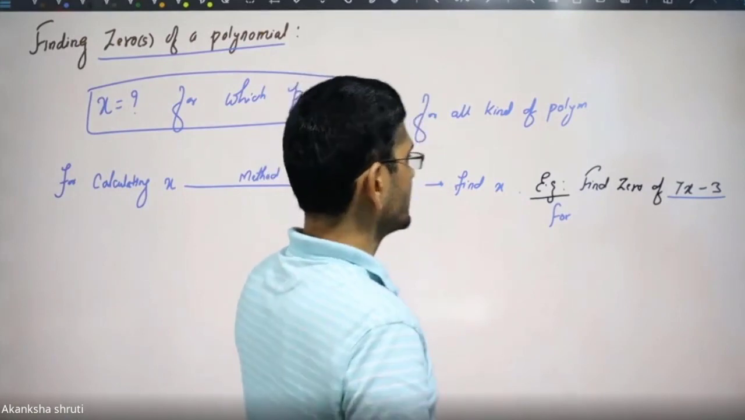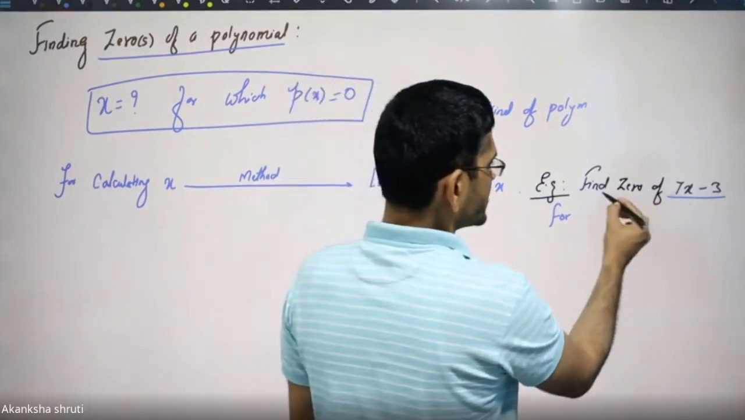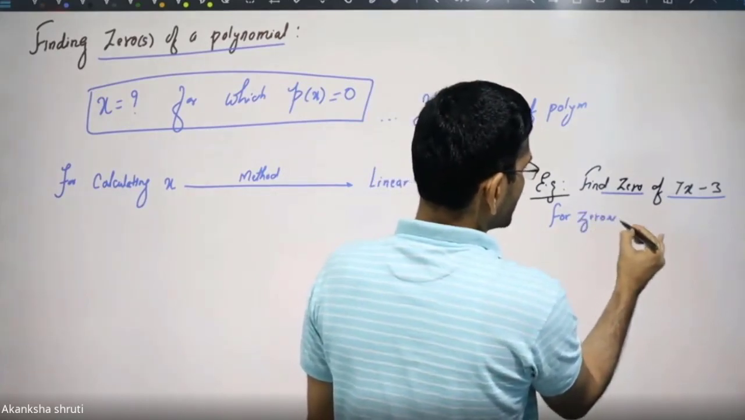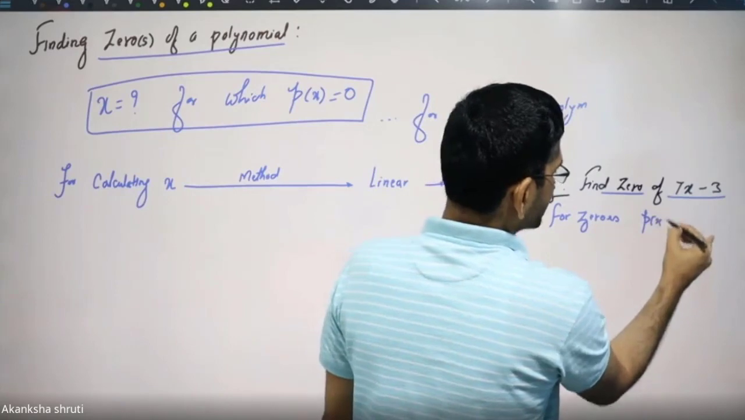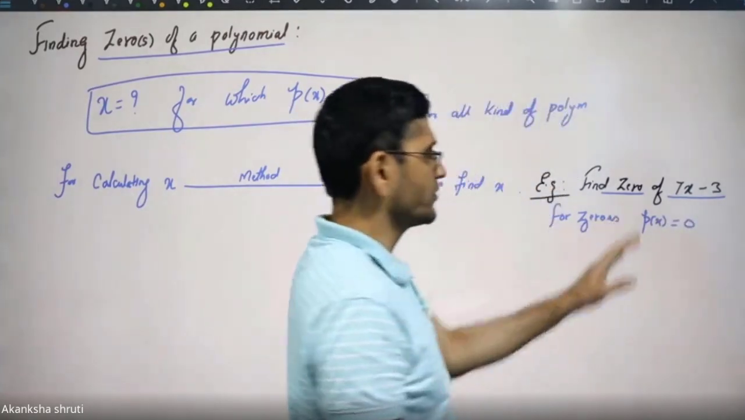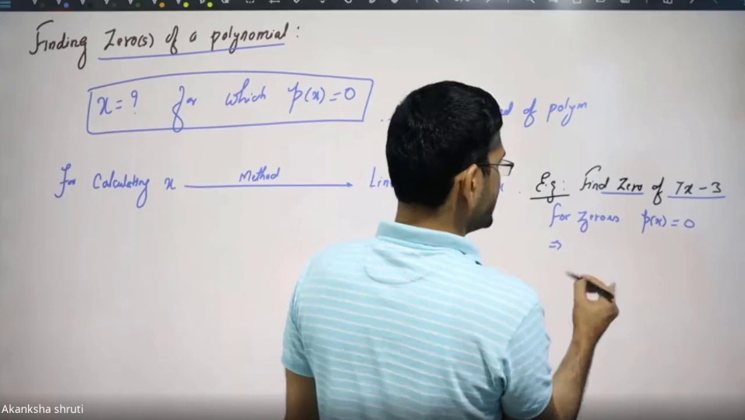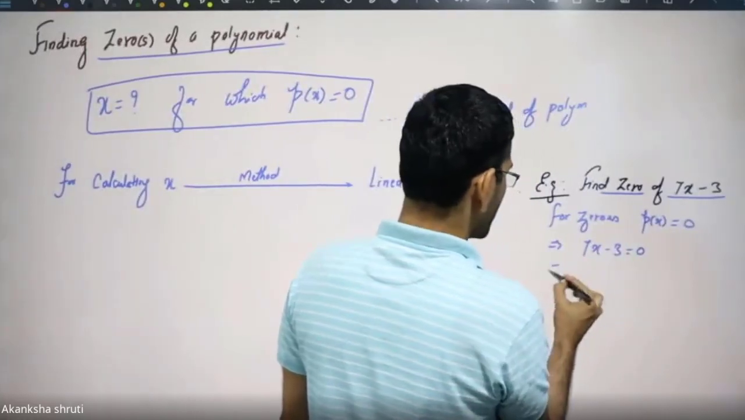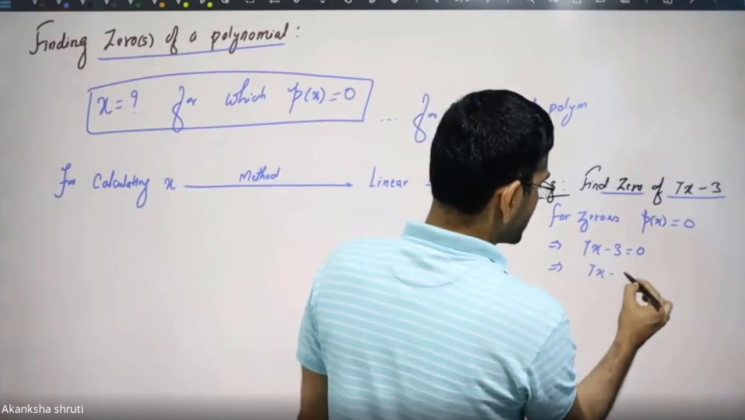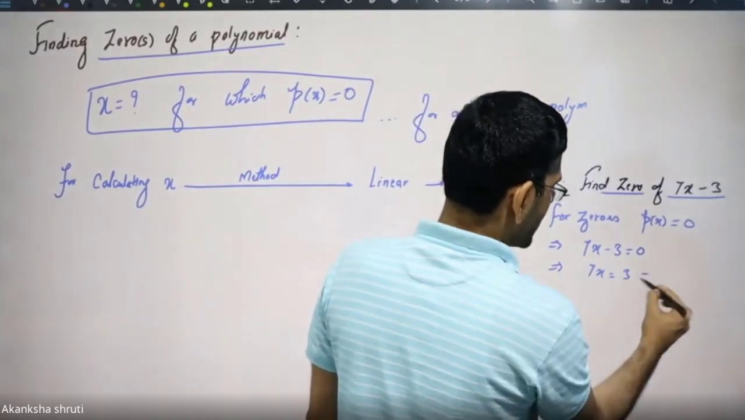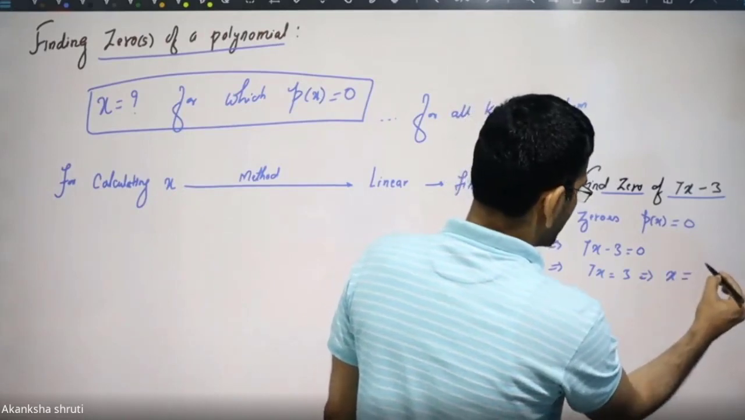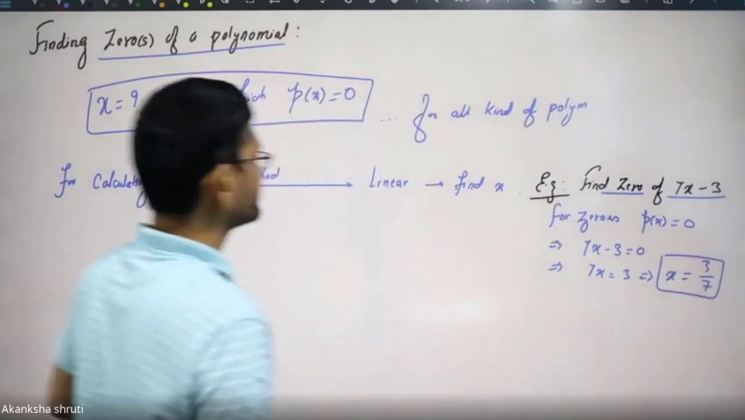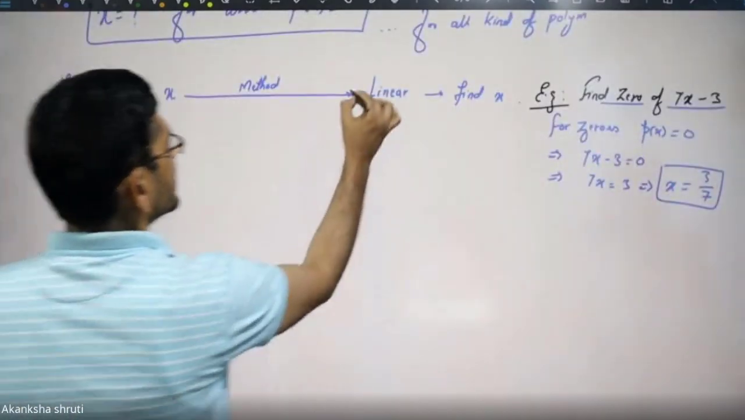Okay, now, what is the condition for finding these zeros? For zeros, the polynomial p(x) has to be equated to 0. This is the only rule. This implies 7x minus 3 has to equate to 0. Keep x on the left hand side, bring the constant on the right hand side. This is going to give 3/7. That's all. Okay, so it was for the linear one.